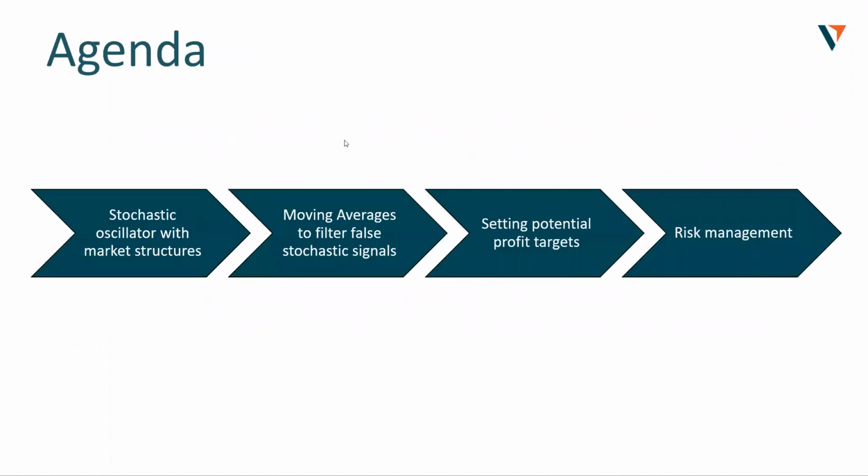So this is the agenda that we will be covering today. First, we will understand a bit more about stochastics as an indicator and how we can combine them with market structures. Moving forward, we will also be using moving averages, to see how we can combine stochastics, market structures, as well as moving averages to filter out false signals. We will also take a look at how we can use Fibonacci retracements to set potential profit targets. This will be combining the different series that we had over the past few months, trying to piece them all together with our strategy.